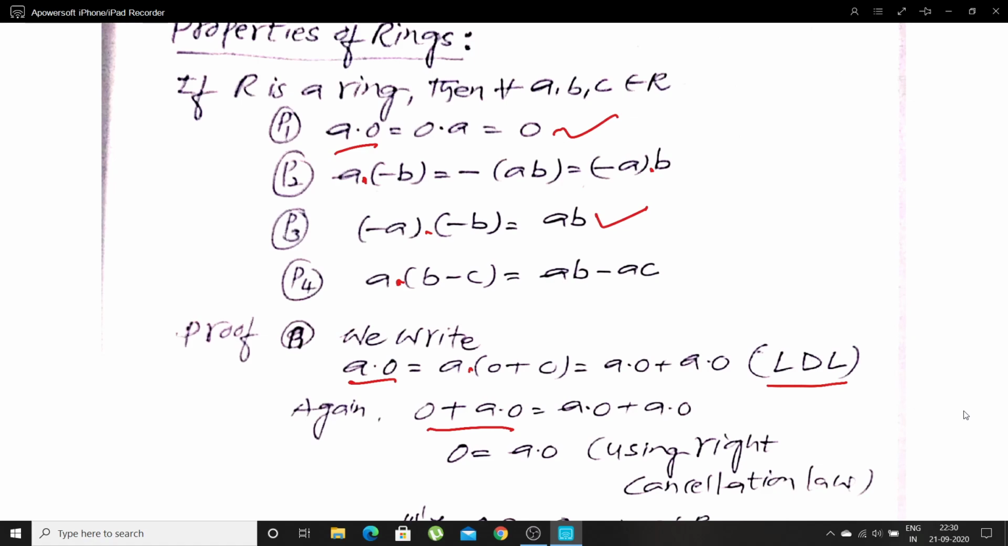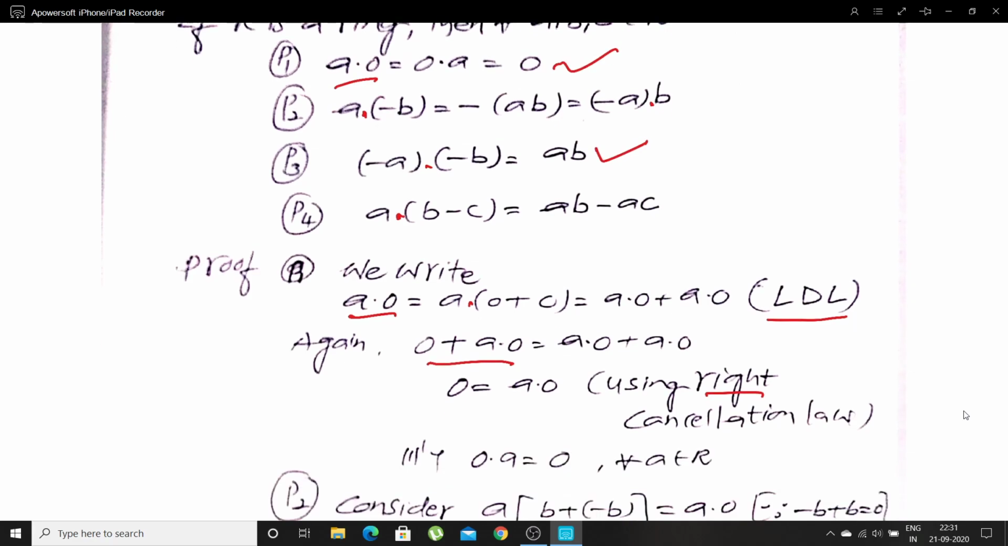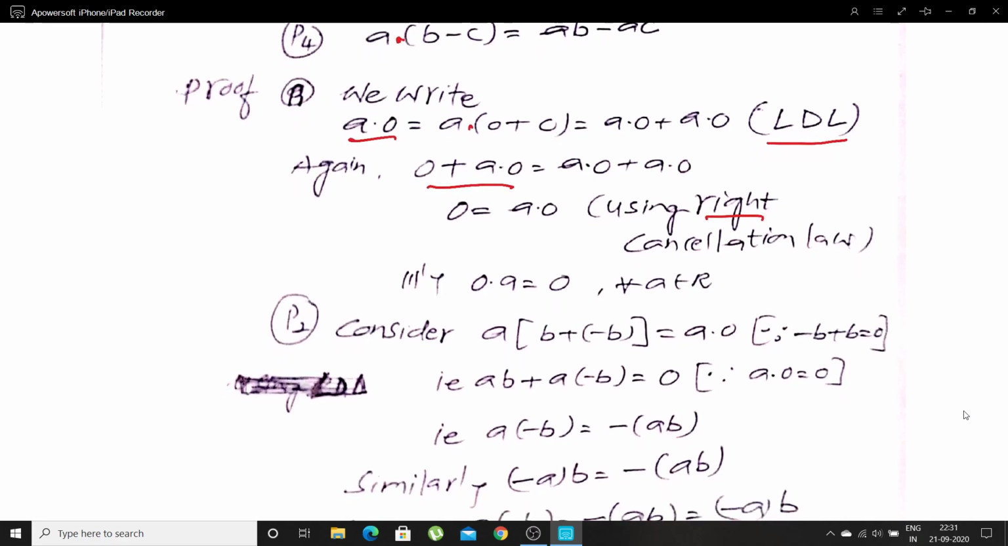Since R is a ring, the cancellation law holds good. We have two cancellation laws, right cancellation law and left cancellation law. Here I will make use of the right cancellation law. Using the right cancellation law, we can write this as 0 equal to a dot 0, because a dot 0 gets cancelled by using the cancellation law. Don't cancel like arithmetic. We have to use only the cancellation laws. Similarly, 0 dot a equal to 0 for all a belongs to ring R.